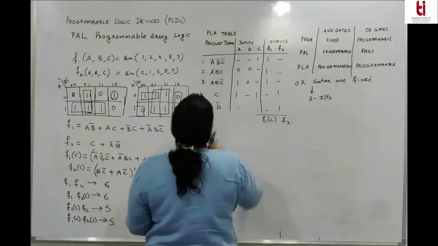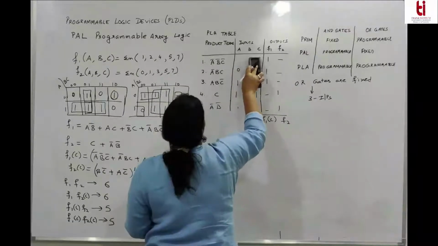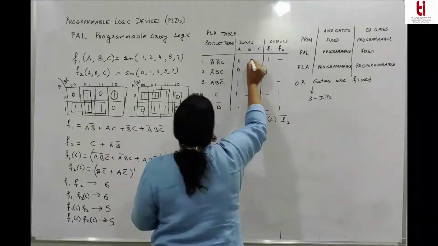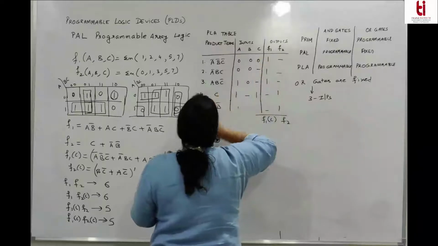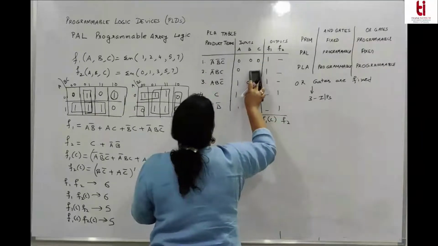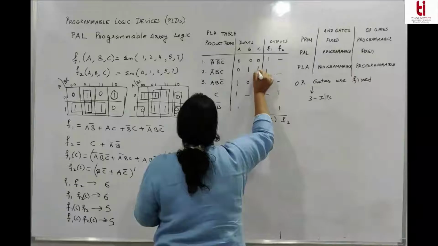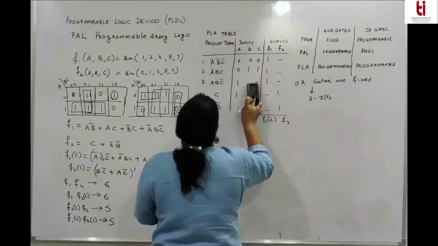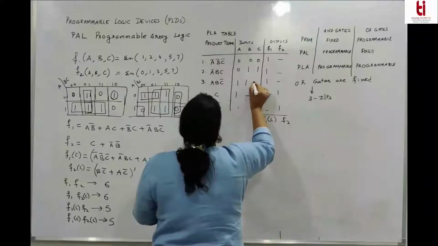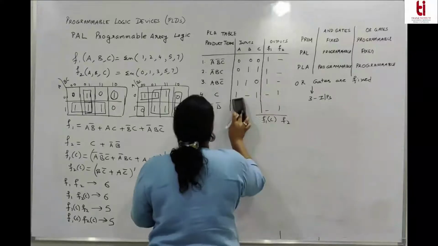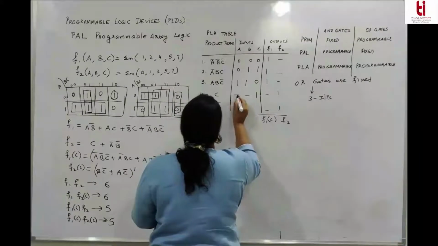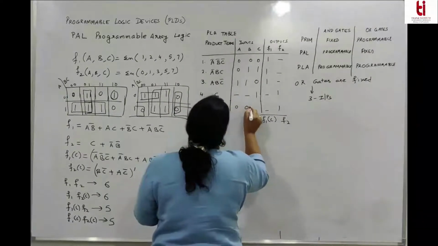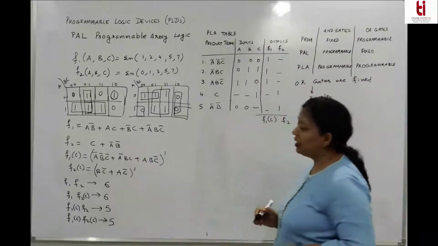And how do you make this table? 0, 0, 0. So 0, 0, 0, 1, 1, 1, 0. C, A bar, B bar. So this is how you make a PLA table.